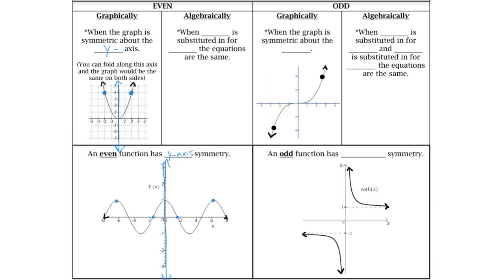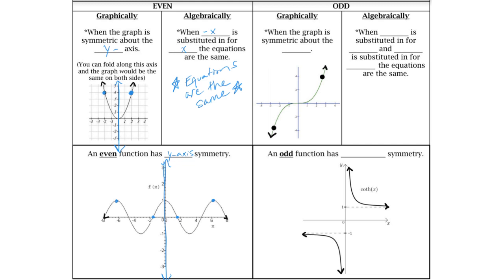Now, to prove it algebraically, say we're just given a function, not a picture. We can tell that it's even when negative x is substituted in for x and the equations are the same. So algebraically, for even, the equations are the same. You substitute in negative x for x and it still remains the same, because when it's raised to an even power, whether it's negative or positive, it's turned back to positive. When you square or raise to the fourth power, any number becomes positive.